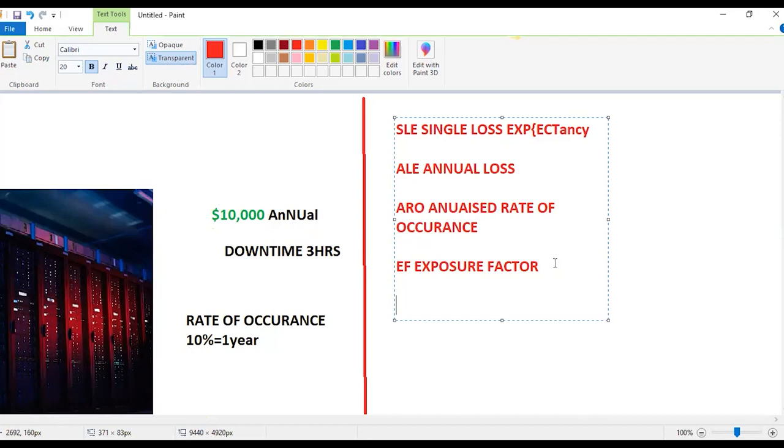Exposure factor, and something else I'm missing. AV, asset value. If I put it, SLE, single loss expectancy. ALE, annual loss expectancy. ARO, annualized rate of occurrence. EF, exposure factor. AV, asset value.